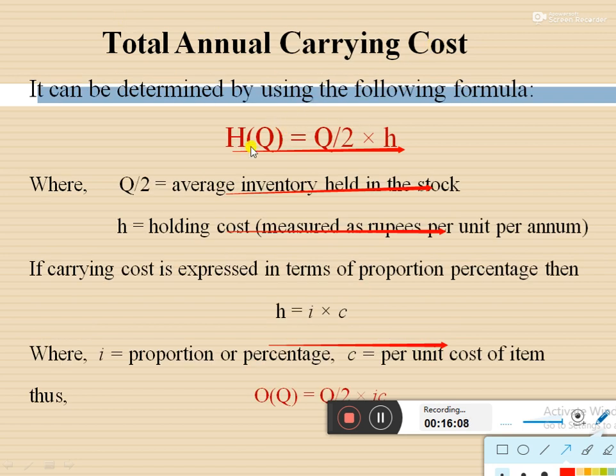So the formula of annual carrying cost is HQ, which denotes the holding cost with order quantity equal to Q, is equal to Q divided by 2 into H, where Q by 2 denotes the average inventory held in the store and H denotes the holding cost, which is measured in terms of rupees per unit per annum. So H denotes the carrying cost of a single unit for a particular time period.